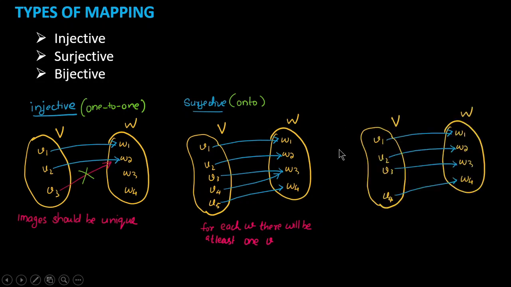Then the third one is bijective mapping. It is actually a combination of injective and surjective. Everyone should be mapped with a unique image. Okay, and when you take W, the entire W vector should be mapped from V. So it is both injective and surjective. We call it a bijective mapping. Okay, these are the three types of mapping. That means when we transfer one vector from one vector space to the other, that will belong to one of these three mappings.